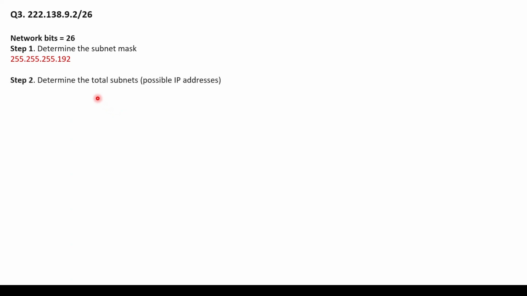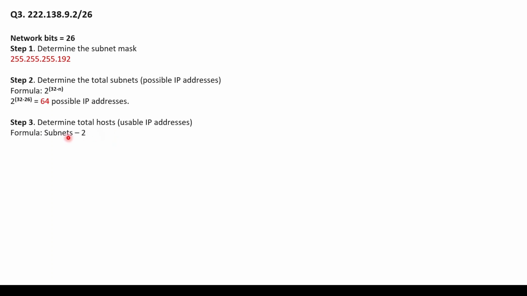Step 2, determine the total subnets, that is the possible IP addresses. And the formula is 2 to the power of 32 minus n. Our n is 26. So when we do that, we get a total possible of 64 IP addresses. Step 3 is to determine the total usable host IP addresses. So remember, our subnet minus 2. What are the two? We are removing the network ID and the broadcast IP because they are special and we cannot assign them to actual devices. So the total usable IP addresses are 62 hosts.